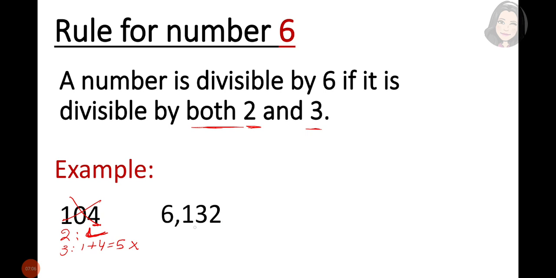Let's check the number 6,132. Is it divisible by 2? The rule says check the last digit, that's a 2, it's an even number, so yes, it is divisible by 2. If I need to check if it's divisible by 3, add the digits together, and this is going to be 6 plus 1, 7, plus 3 is 10, plus 2 is 12. If you divide the number 12 by 3, you're going to get a 4, remainder 0. So yes, it is divisible by 3. Then this number is divisible by 2 and by 3, then it's definitely going to be divisible by 6.